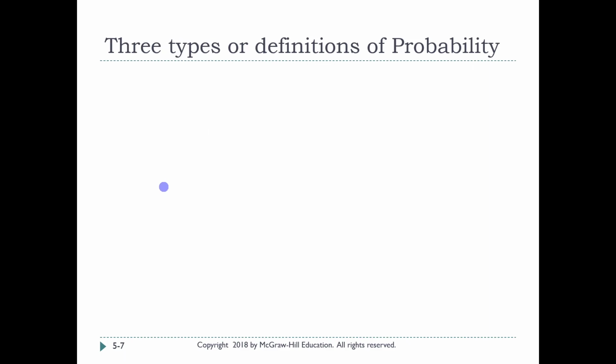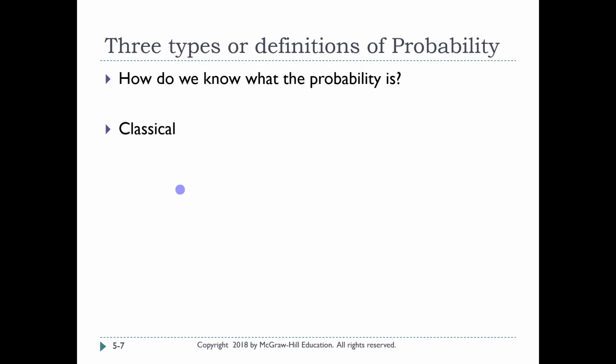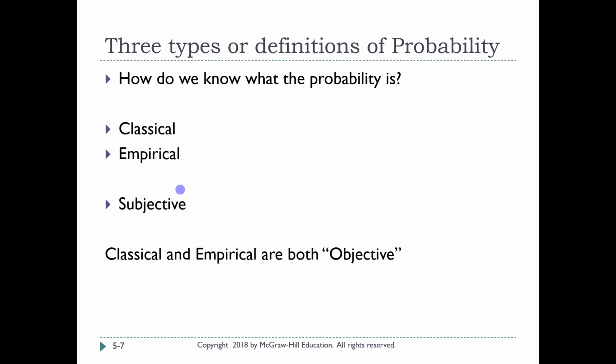Next we're going to talk about where these probabilities come from. There are 3 main areas that we draw on to determine probabilities: classical, empirical, and subjective. We'll talk about each of these. The first 2, classical and empirical, we consider objective measures.